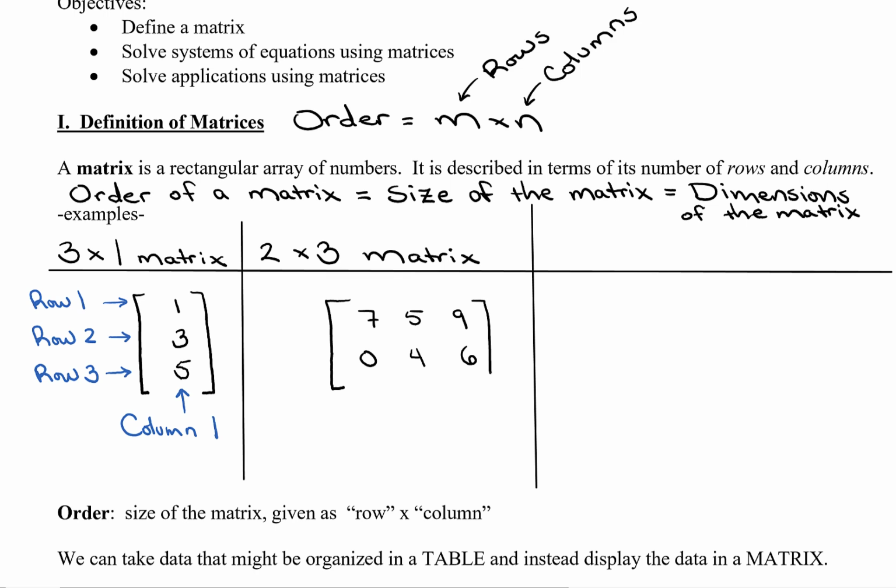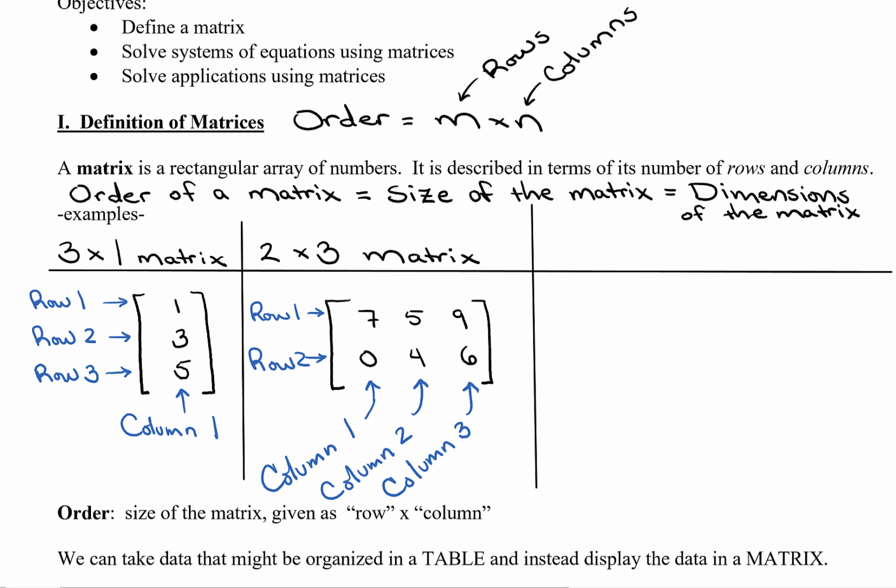On the left-hand side, I'm going to write row 1 and row 2 pointing towards each of its corresponding rows. In column 1, we have 7, 0, and I'm going to go from top down as I'm listing the columns. So in column 1, we have elements 7, 0. In column 2, we have elements 5, 4. In column 3, we have elements 9, 6.